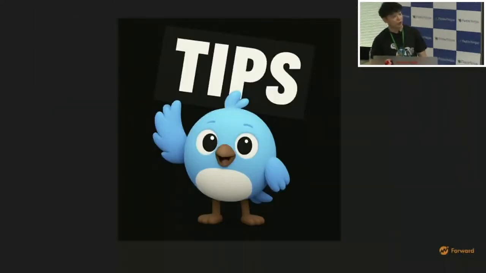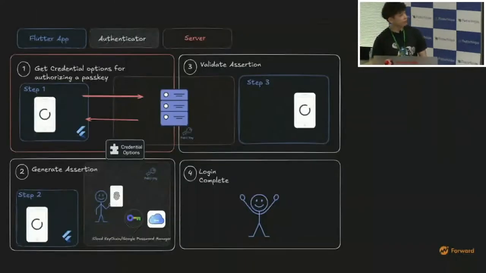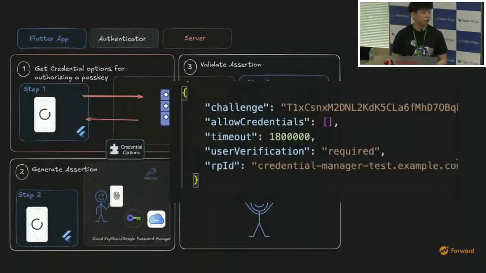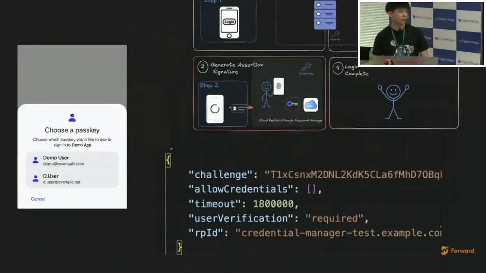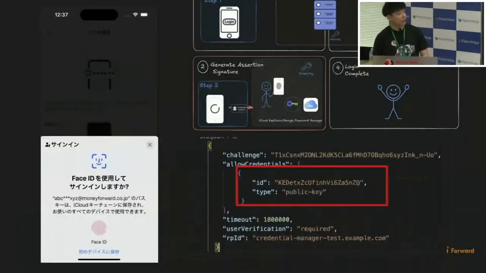Now I'd like to share some tips for you to integrate Passkey into your project. During the login flow, we get the credential option in this format. As you can see, allow credential is empty. If it is, it shows all available passkeys even across different accounts. To avoid that, you can include the credential ID in the allow credential arrays.